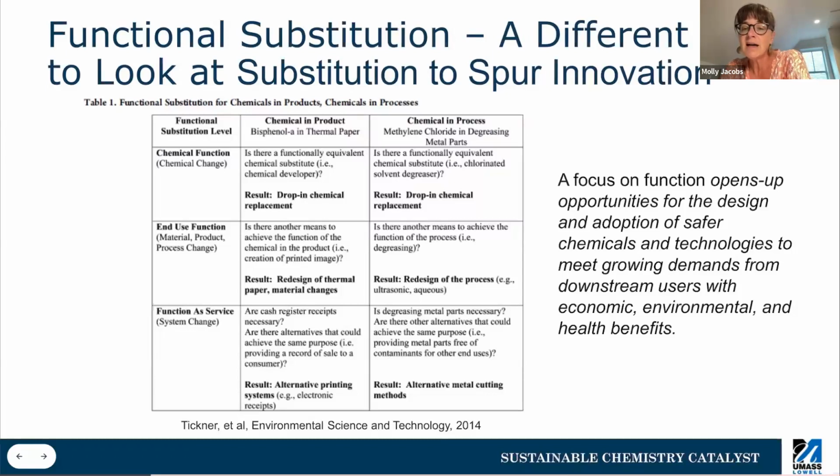But if you focus on function and ask, is there another way of achieving the process of degreasing, other options open up. For example, the use of ultrasonic technologies as degreasing agents. And if we ask, what can we change at a more systems level? Are there new technologies, for example, of metal cutting that negate the need to use solvents to clean in the first place? So there are options, for example, that are moving down that path. So if we think about function and we think about it at these various levels, new opportunities for really innovative solutions emerge.